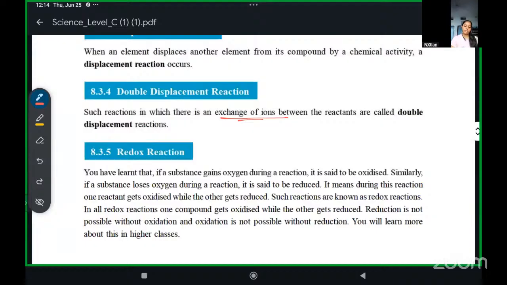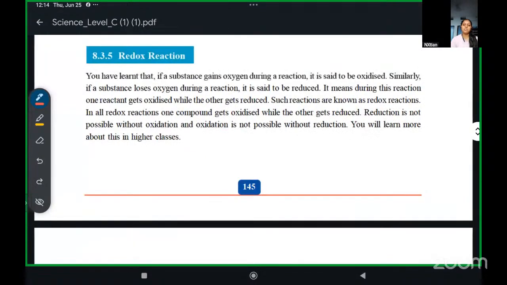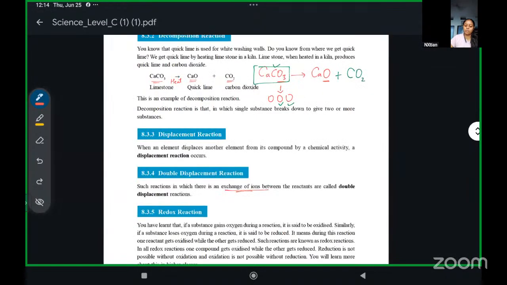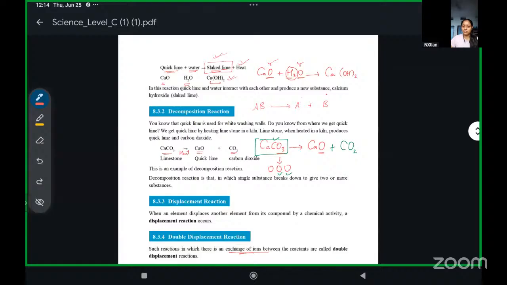Then we talked about redox reaction, in which oxidation and reduction of the compounds take place. These are the 5 reactions. These are important from the exam point of view also. One reaction we should know.